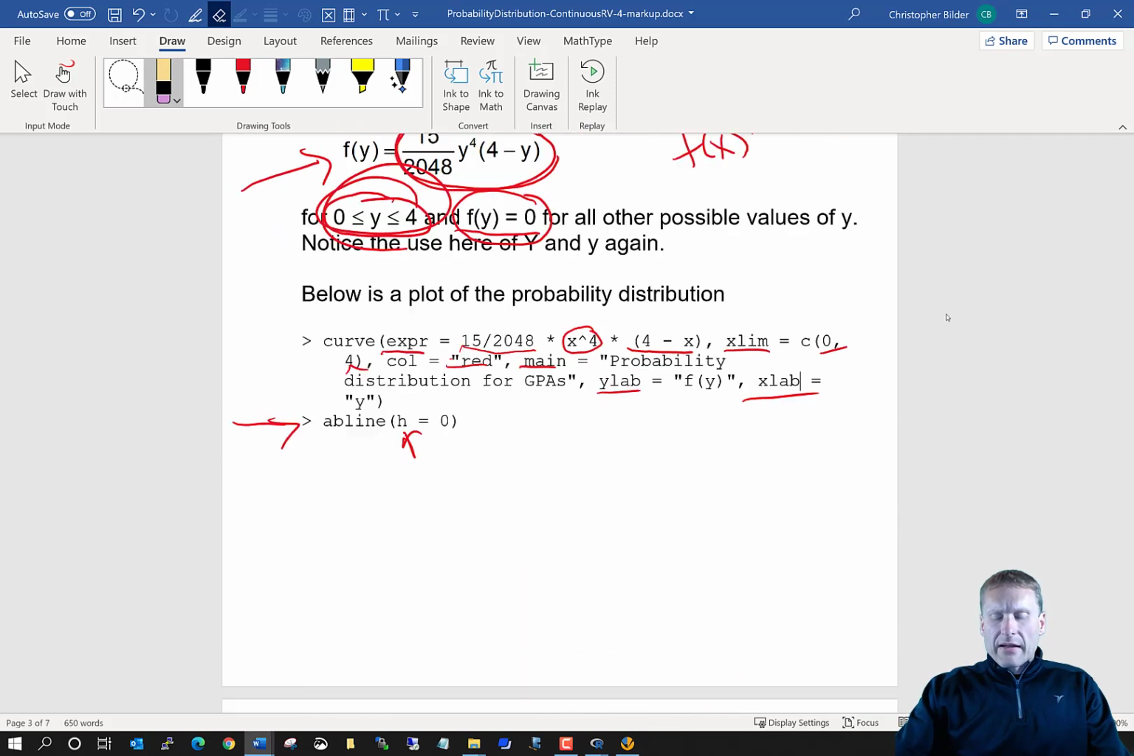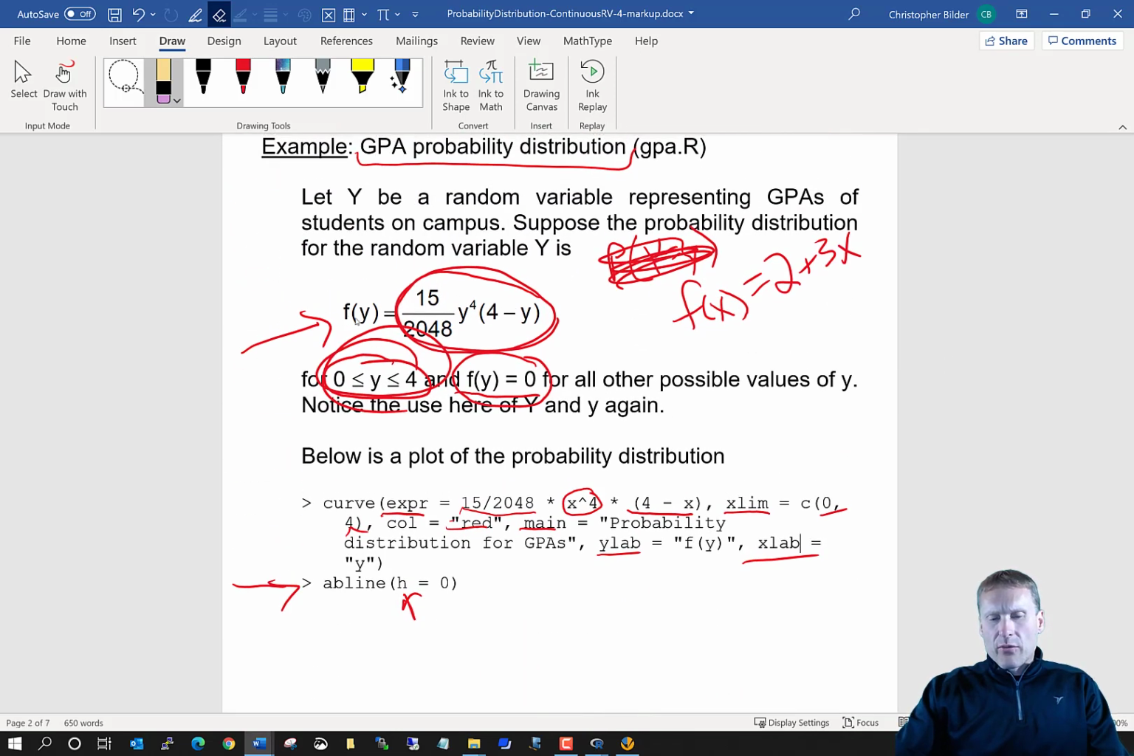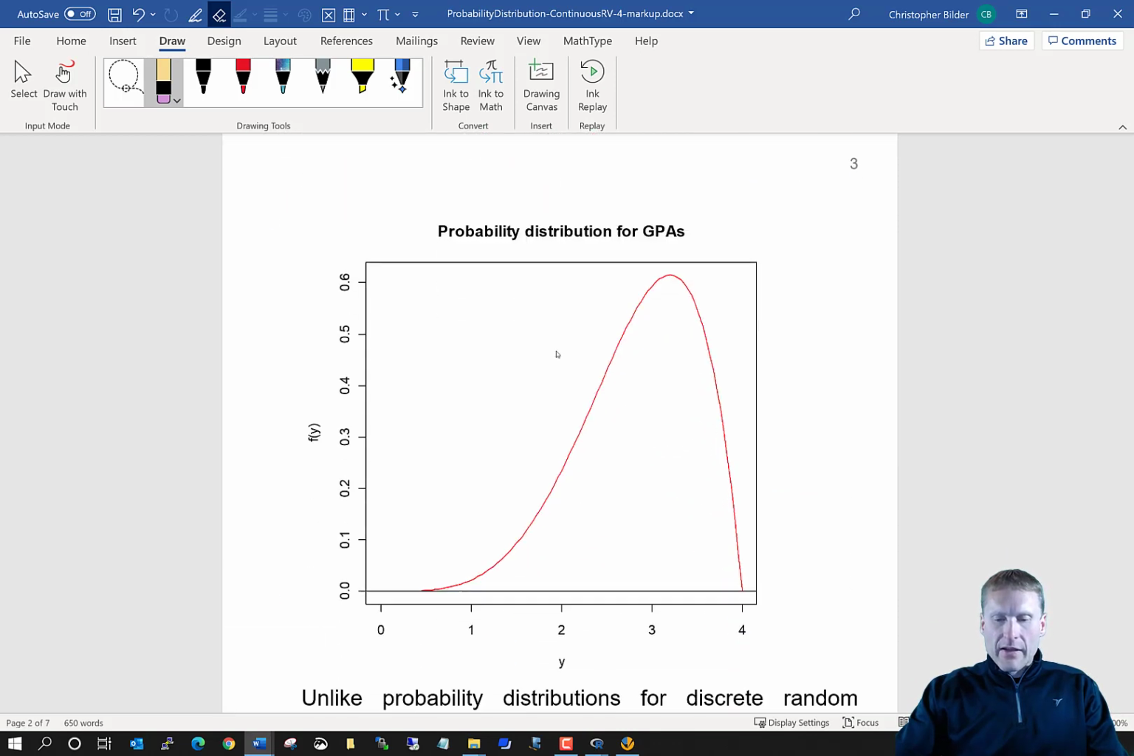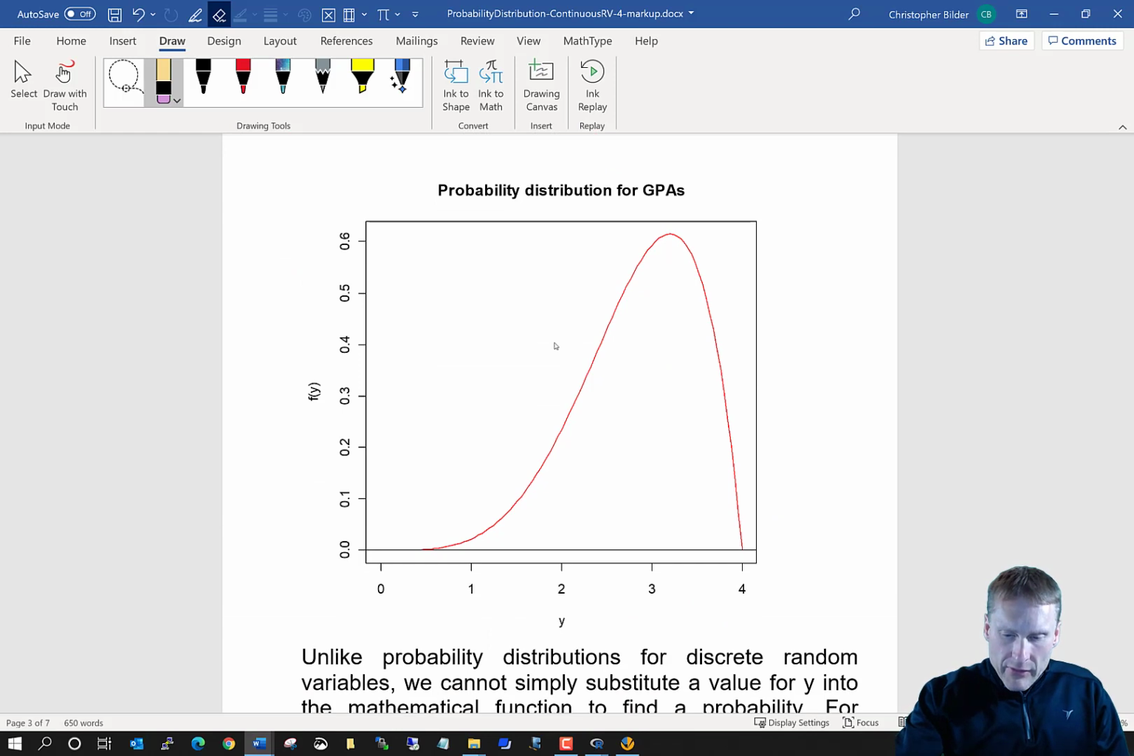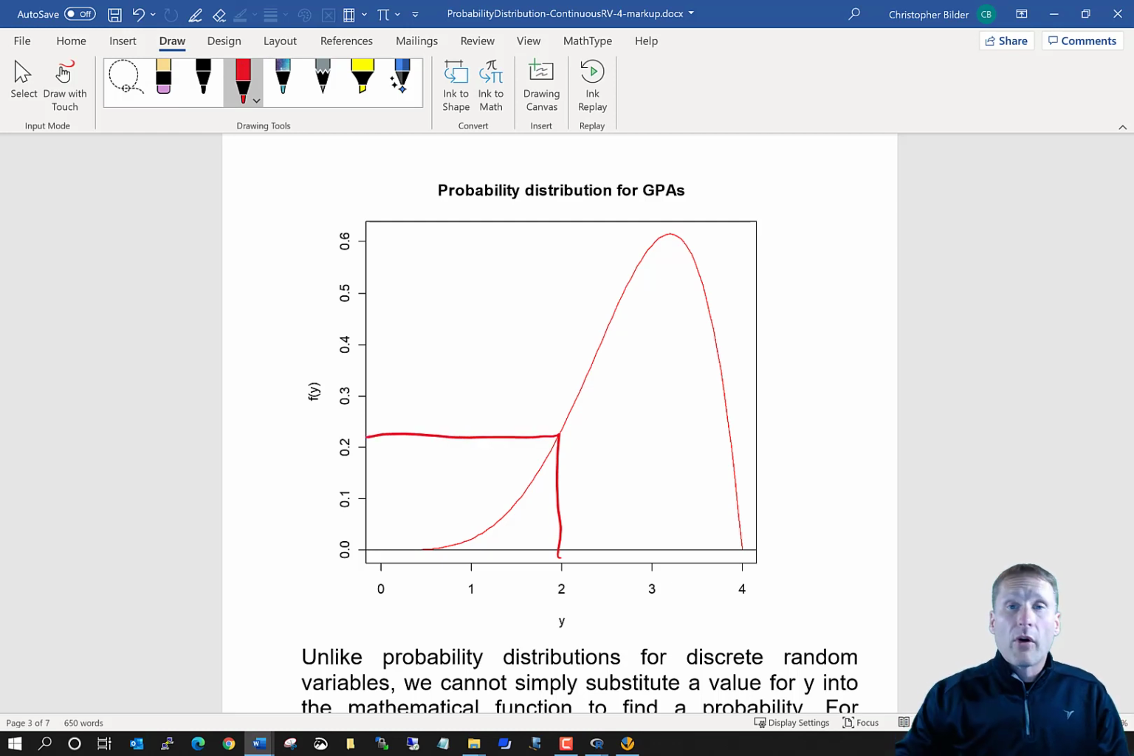So what exactly did this function here represent? This f of y is basically what I'm plotting on the y-axis. So for example, if y was equal to 2, I just simply plug in 2 for y here, and I would get approximately 0.21, 0.22.